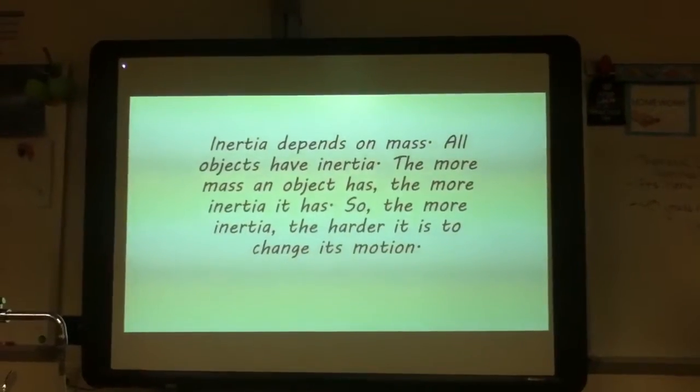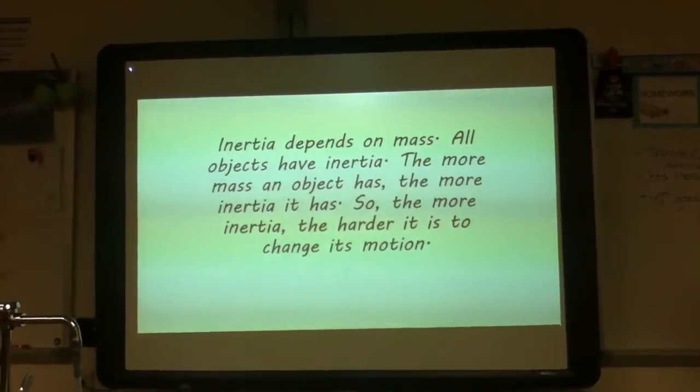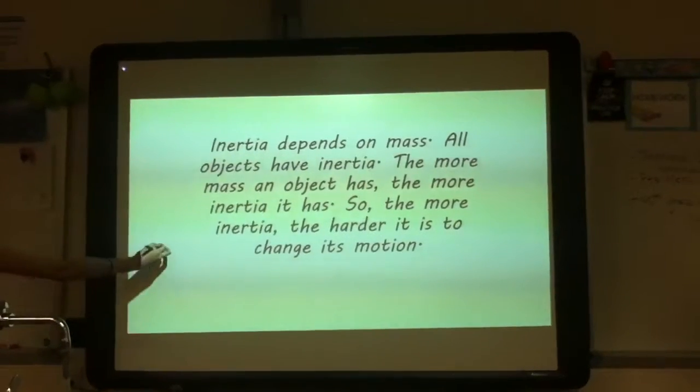Inertia depends on mass. All objects have inertia. The more mass an object has, the more inertia it has. So the more inertia, the harder it is to change its motion.